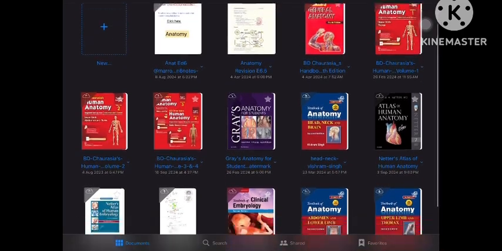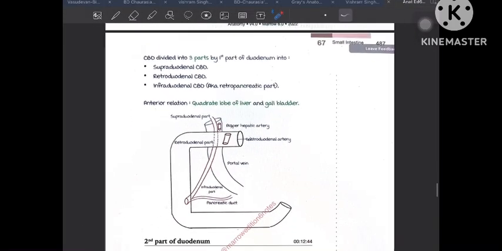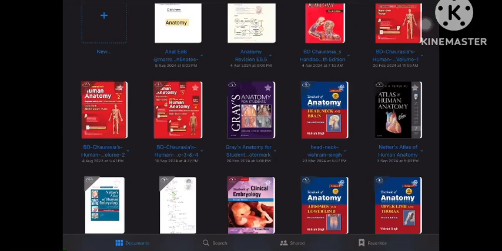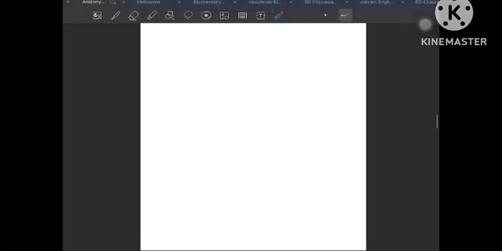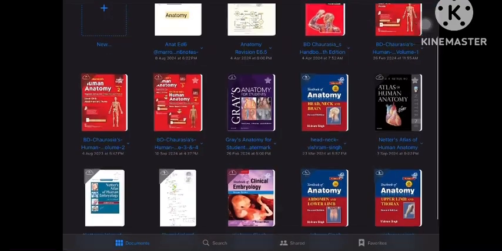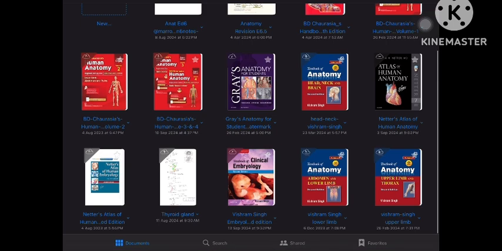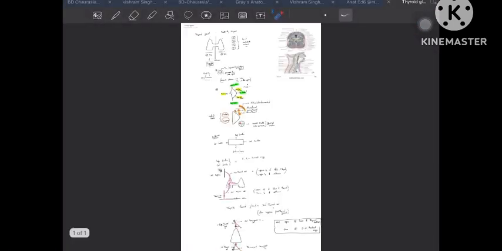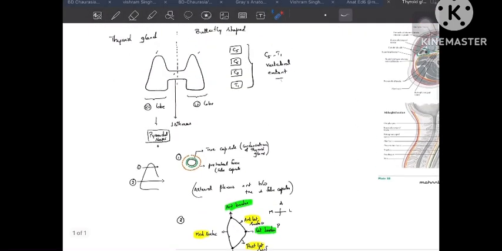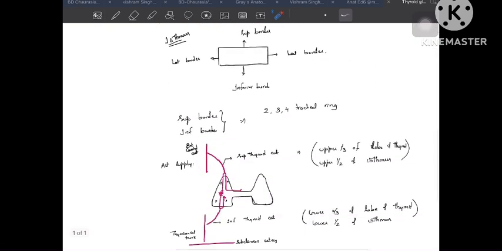I am a Marrow user, so I already have anatomy Marrow. I downloaded anatomy revision notes from Telegram. For revision, I added many other things also. It is not for you; you have to use these books only at that time. You can also make your own notes, like for the thyroid gland, and many other things you can do.